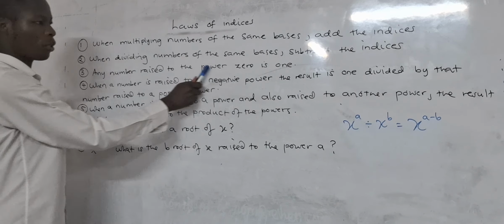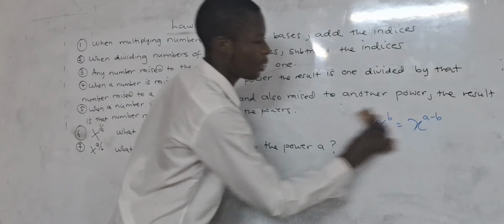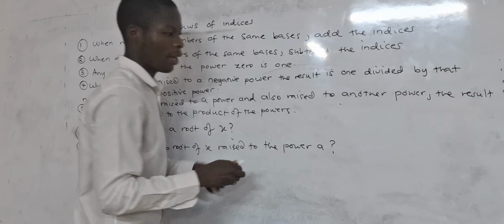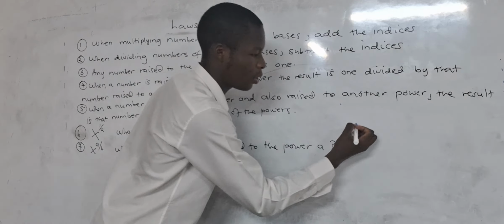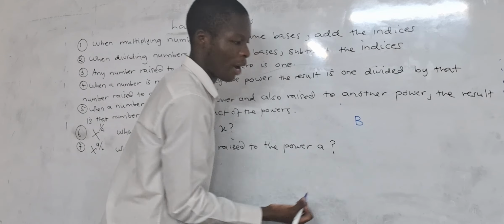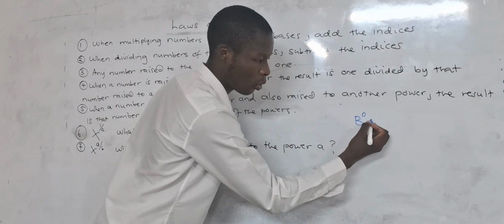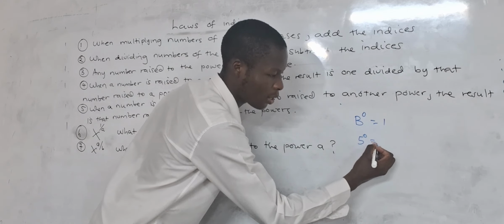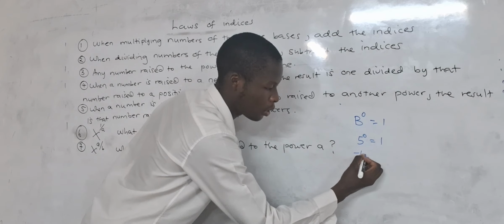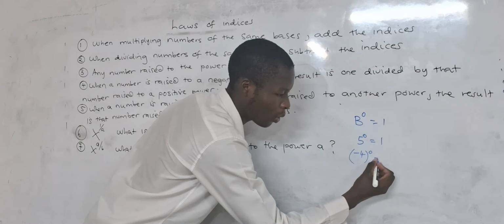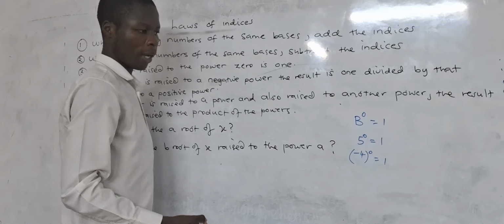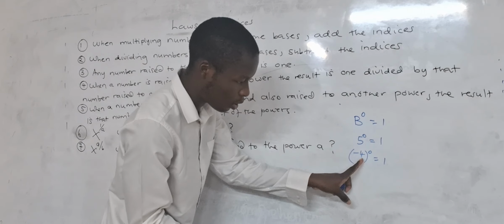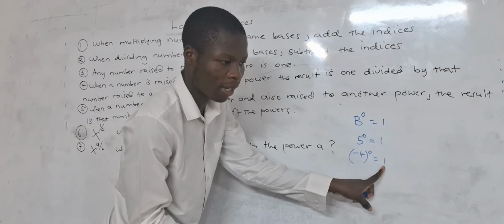Okay, let's move on to law number 3. Any number raised to the power 0, the result is 1. So b to the power 0, what is the answer? 1. Okay. 5 to the power 0, what is the answer? 1. Negative 4 to the power 0, what is the answer? 1. Okay, please take note.